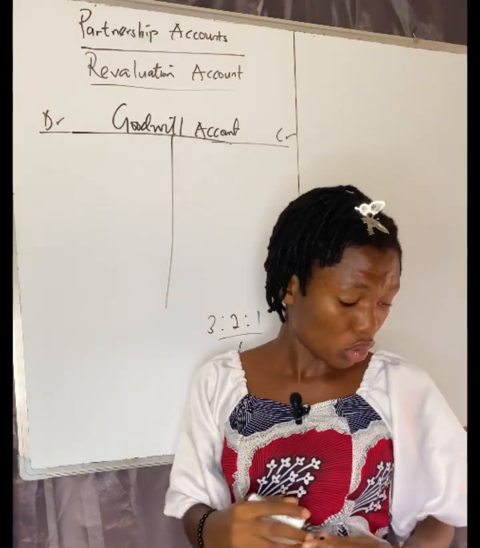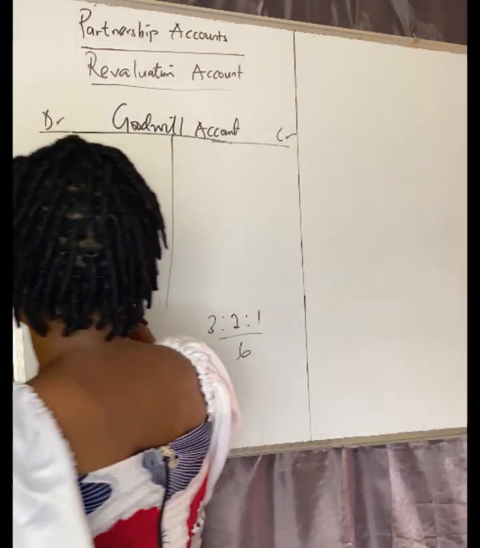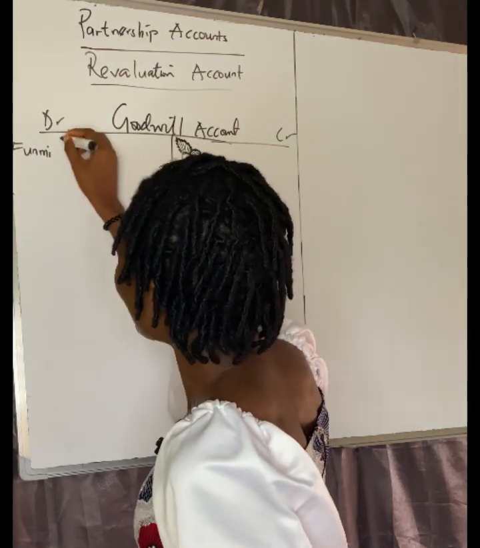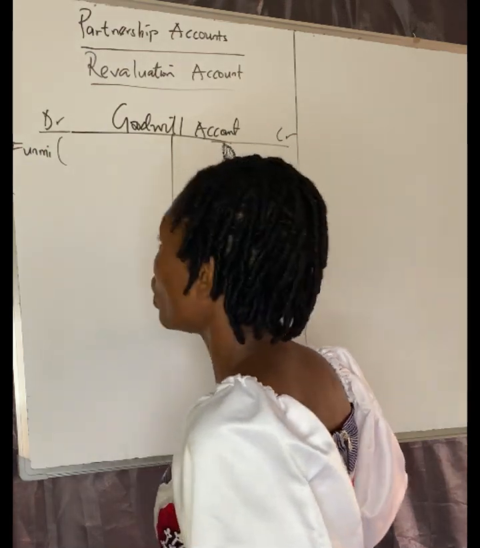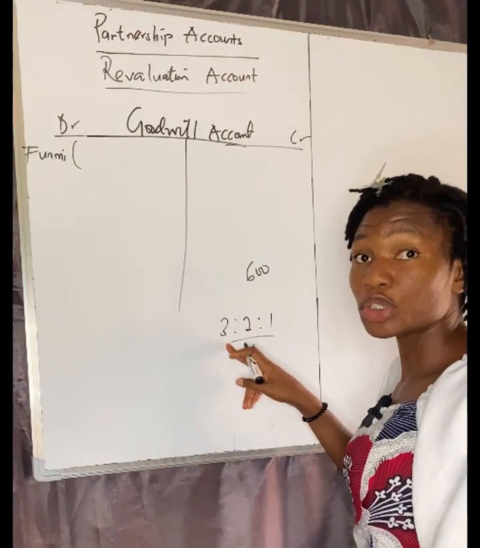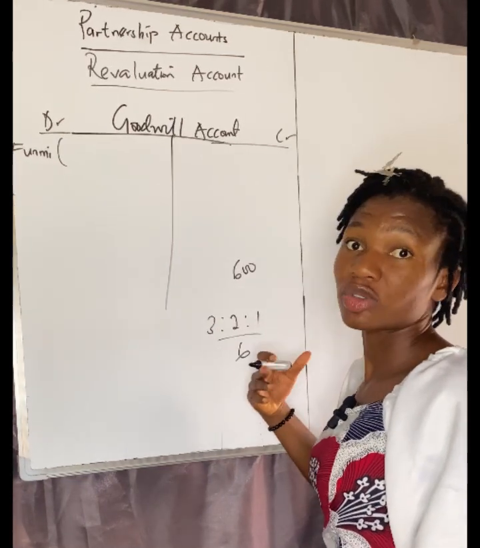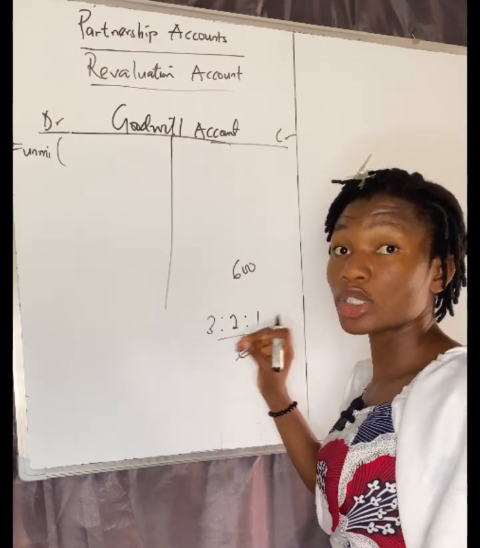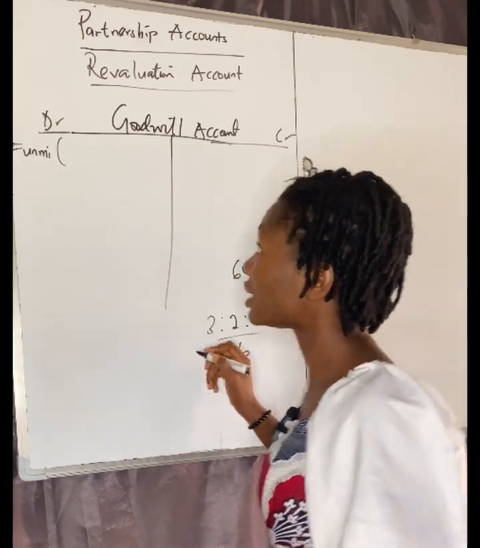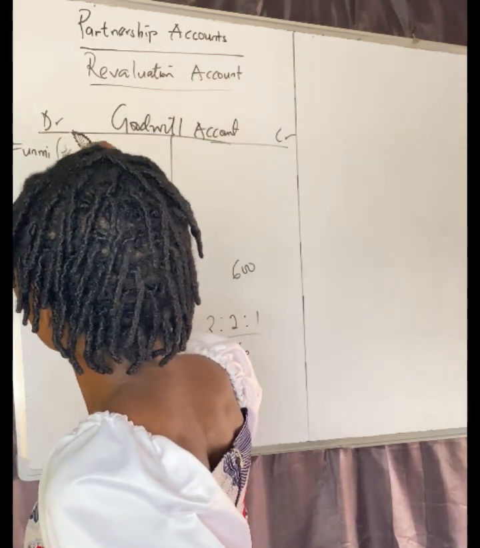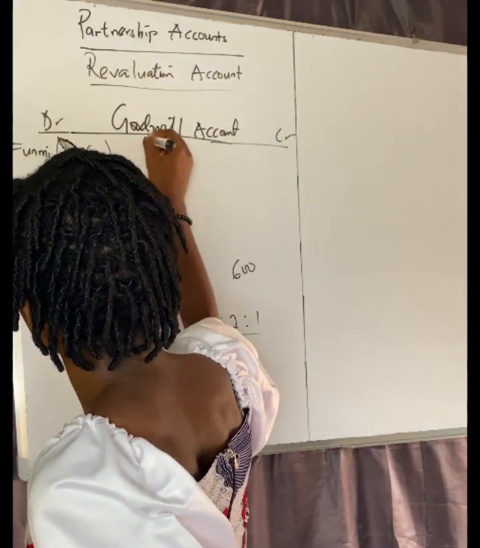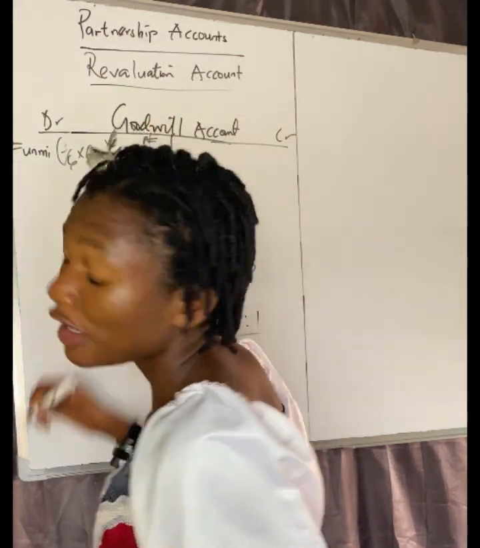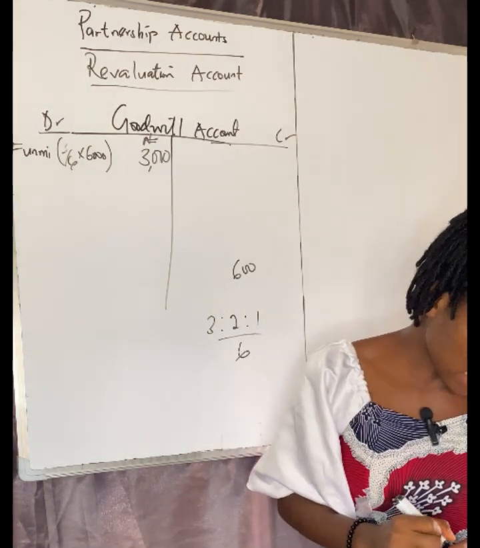For the first person, which is Funmi, for her share of goodwill, which is 6,000 naira, since she's carrying the first ratio, which is 3, converting to fraction we have 3/6. We got 6 by summing all the ratios together. So Funmi gets 3/6 times our goodwill value of 6,000 naira, and that gives us 3,000 naira.